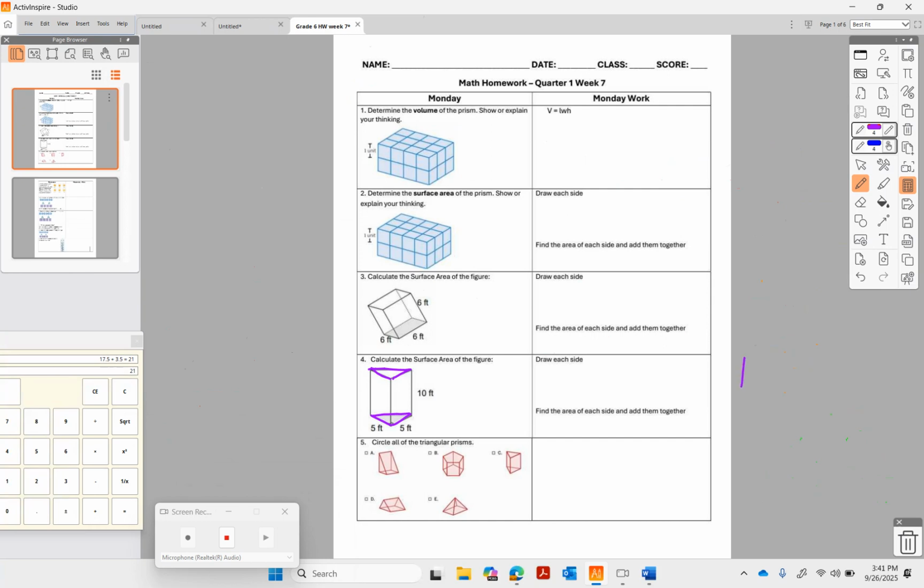So if you have a parent helping you that's a geometry student, you can't really do this one, so we're going to take a leap of faith here. 5 times 5 is 25, and then 25 divided by 2 is 12.5. Okay? So each side, I have 2 sides that are 12.5.